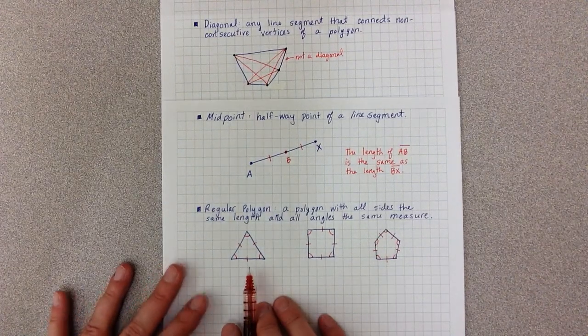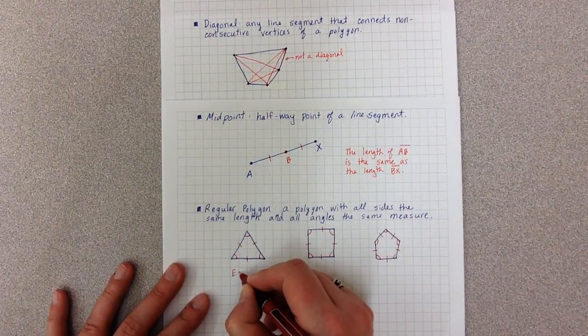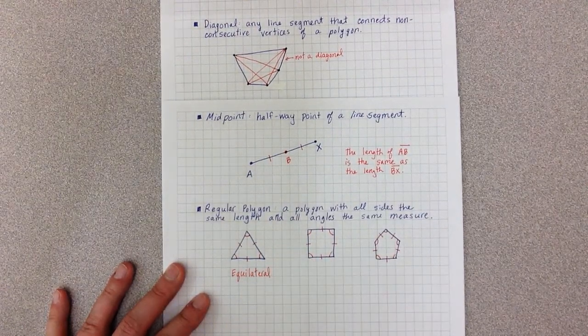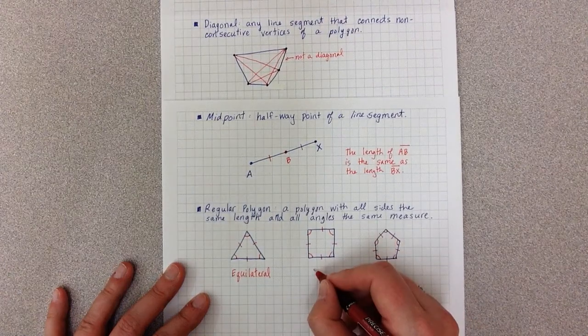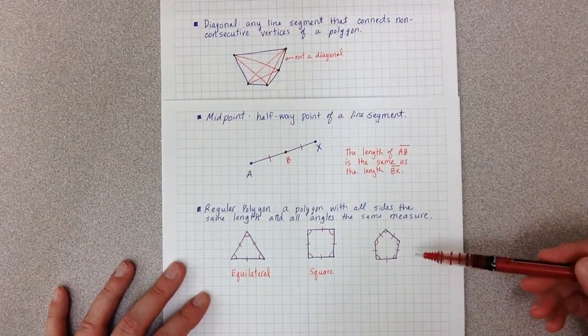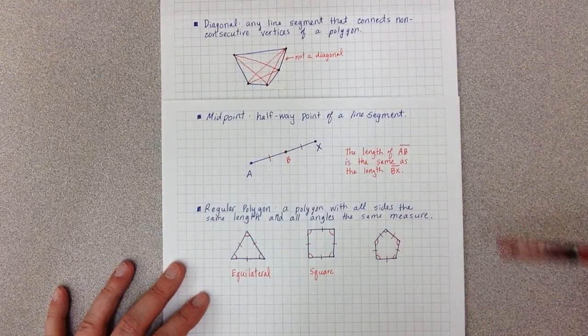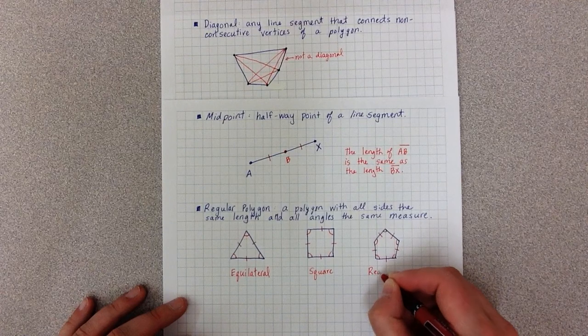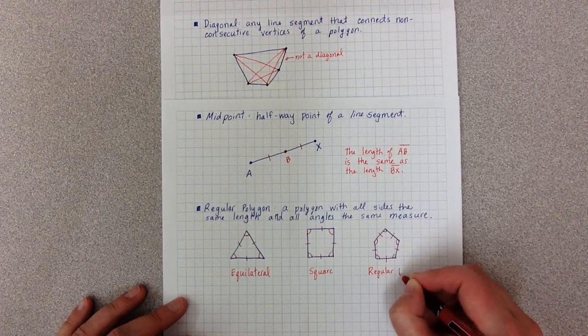Now, the regular triangle has a special name. It's called equilateral. And the regular quadrilateral has a special name. It's called a square. Every other regular figure after four sides doesn't have a particular name. You would just say that this is a regular pentagon.